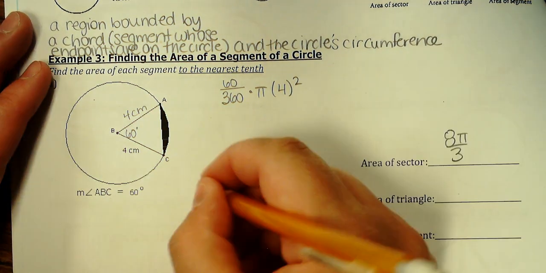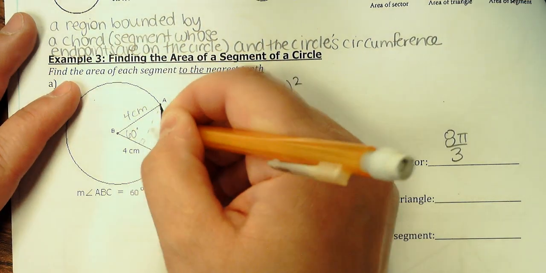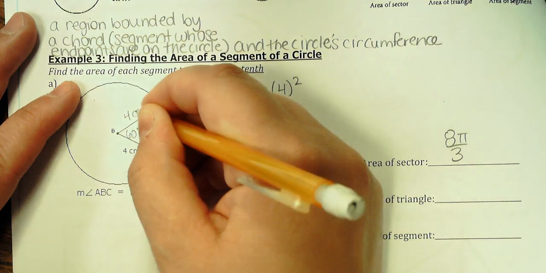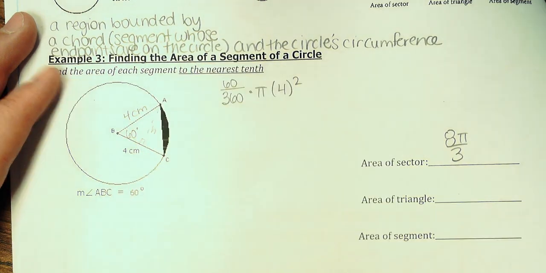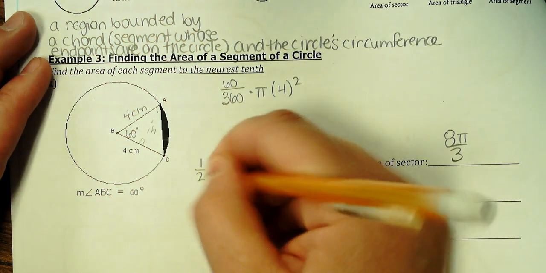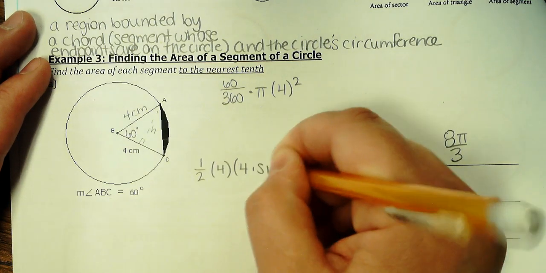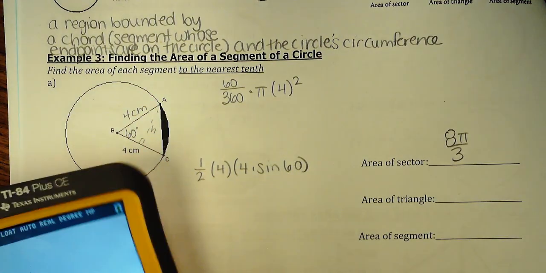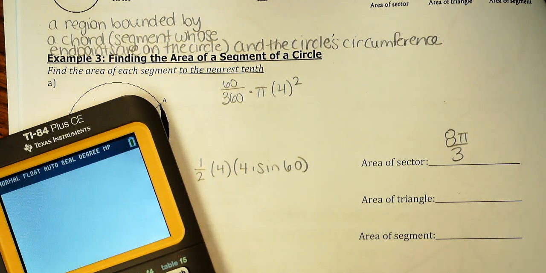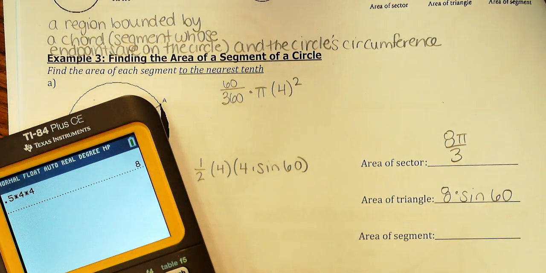Here's what I'm going to do. If I drop a height here, if you want to think about it, it's going to be opposite over hypotenuse. So the height of that is going to be the sine of 60, but we'd multiply it by 4. So area of the triangle, 1/2, the base would be 4, and then the height would be 4 times the sine of 60. So I'm going to leave this as close as possible, so I'm not rounding till the end of the problem. So I'm going to do 1/2 times 4 times 4. So we'd have 8 times the sine of 60 for the area of the triangle.